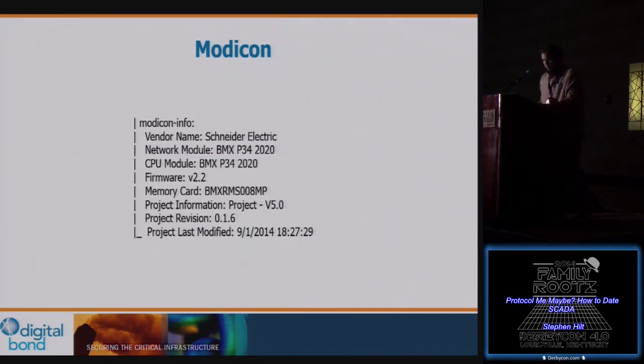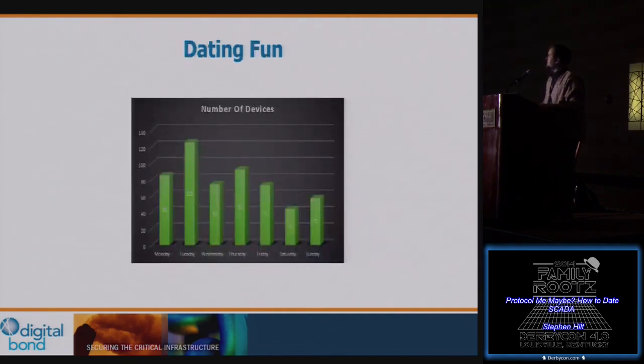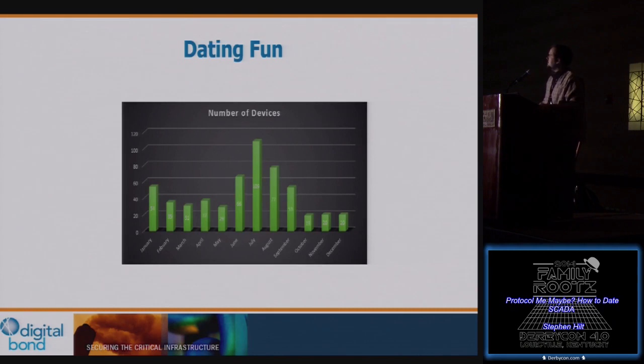Here's an example of one online. As you can see, I pulled the project last modified date, and I started thinking about that. And I was talking to my coworker, Reed, and he's like, I wonder, what's the most popular day of the week to make PLC changes? And then I asked, what month? So it was Tuesdays in July.